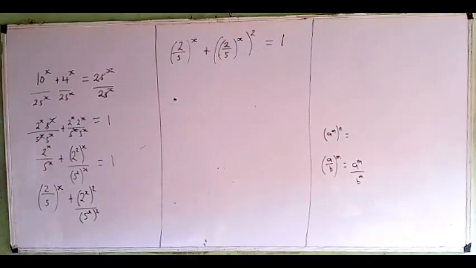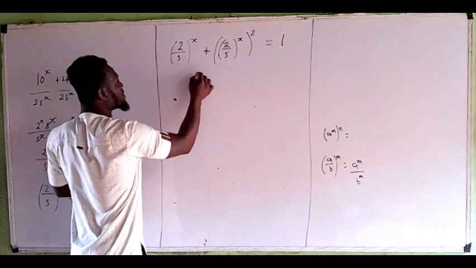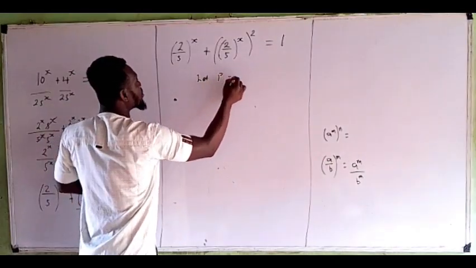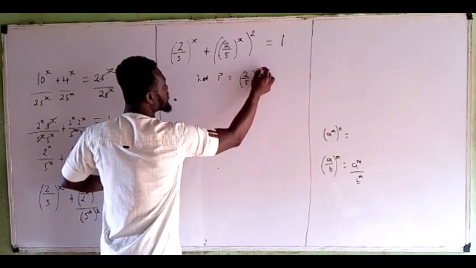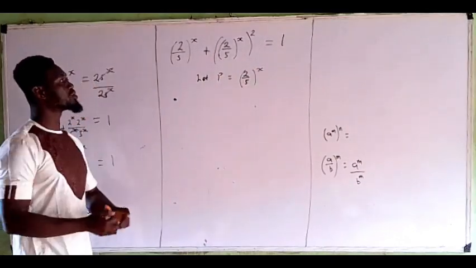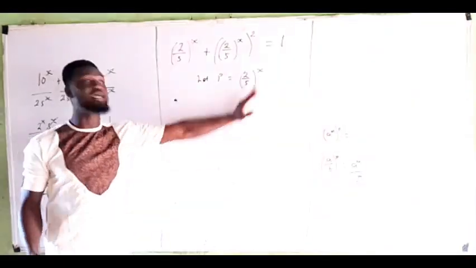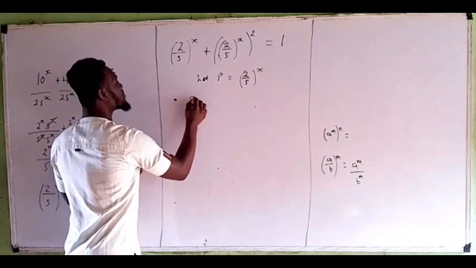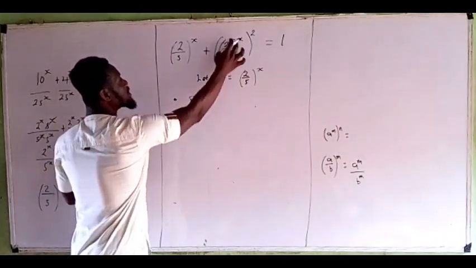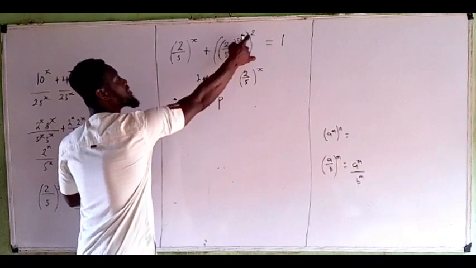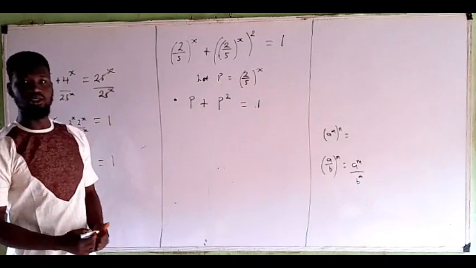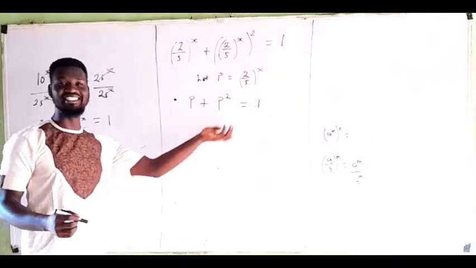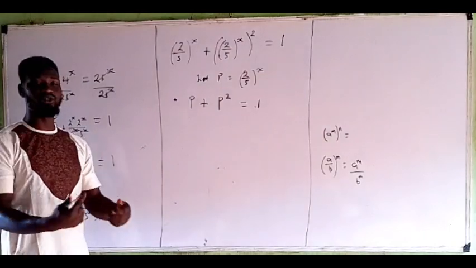If you look at this, let's assume that p equals 2 over 5 raised to power x. If p is equal to 2 over 5 raised to power x, what we'll have here is p plus, then the whole of this place is also p, but p is raised to power 2 here, so raised to power 2 equals 1. Looks like an equation you're familiar with, right? So this is a quadratic equation already.